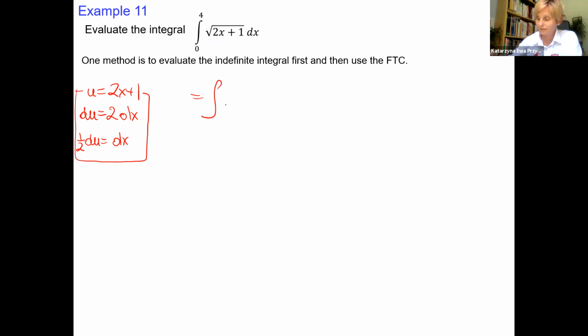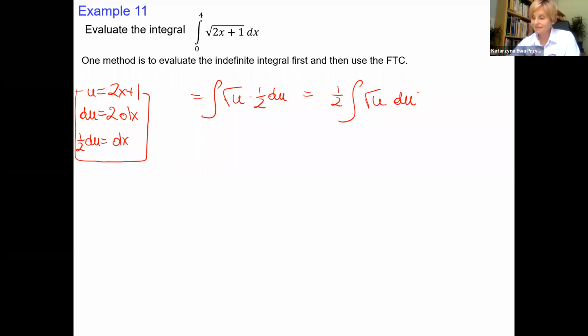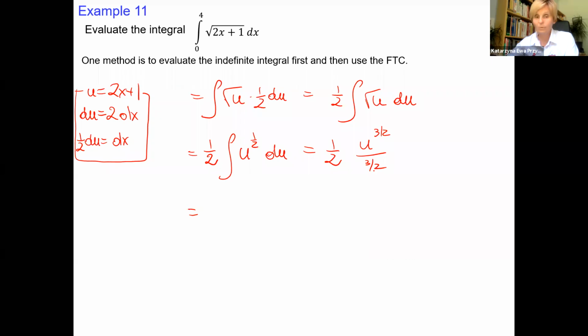And let's rewrite. Square root of u and dx is 1/2 du. So 1/2 square root of u du. Let's finish this. This will be u to the power of 1/2, and let's integrate. The integral of u to the power of 1/2 du is u to the power of 3/2 over 3/2. I will not put the constant c for a minute. Flipping 3/2, we will have 2/3 times 1/2 is 1/3, and this will be square root of u cubed.